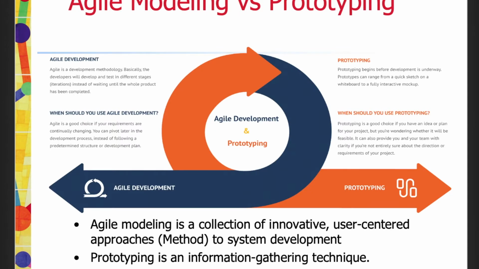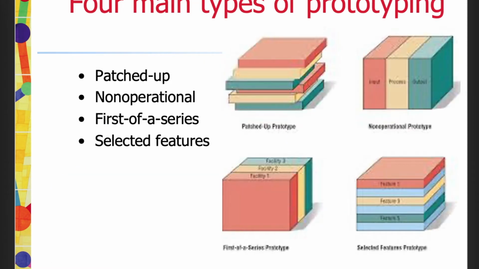First, we need to understand the difference between Agile modeling and prototyping. What is Agile modeling? Agile modeling is a collection of innovative, user-centered approaches to a system. So it can be considered a method or approach. However, prototyping is an information gathering technique. Okay, so we need to take note that Agile modeling is a method and prototyping is a technique. Next, there are 4 main types of prototyping.